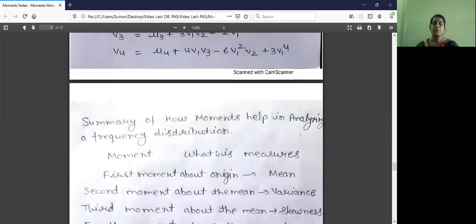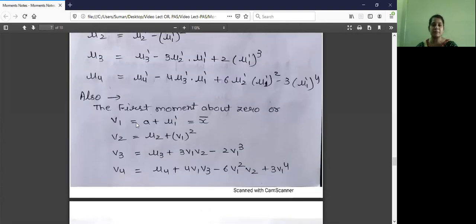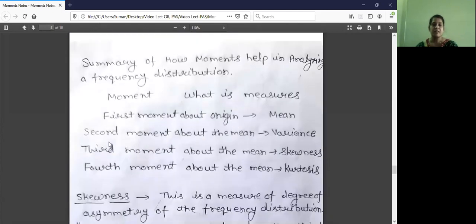Got it? So, the summary of how moments help in analyzing a frequency distribution. These four steps are very important for your MCQ examination. Moments and what is measured. The first moment about origin is what? Mean. We have already seen that V1 is equal to a plus mu1 dash is equal to x bar, where x bar is the mean. The second moment about the mean is variance. The third moment about the mean is skewness.